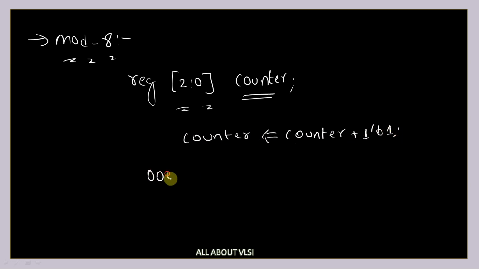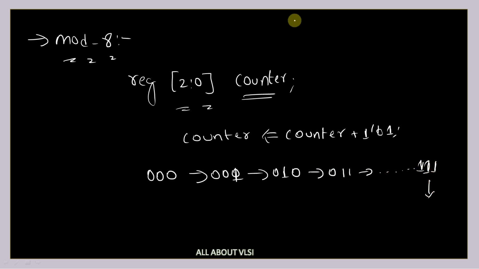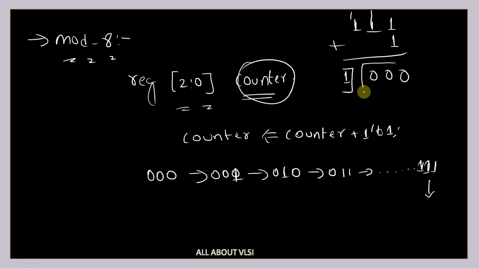It is going to count from 000, next 001, 010, 011, and so on up to 111. After reaching 111, it is going to add one more 1. What is going to happen with 111 plus 1? 1 plus 1 is 0, carry 1, and 1 plus 1 is 0, carry 1, and 1 plus 1 is 0, and the end carry is 1. Since this counter variable is only 3 bits, it is going to hold these 3 bits, the last bit will be discarded, and your value will be equal to 000 only. So this is how you develop a mod 8 counter.